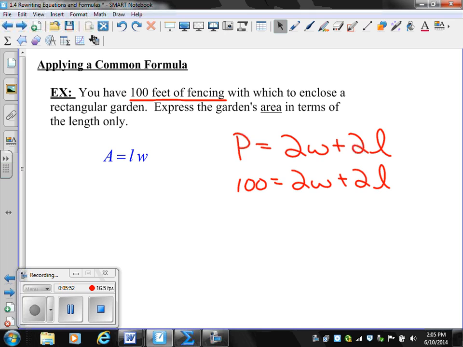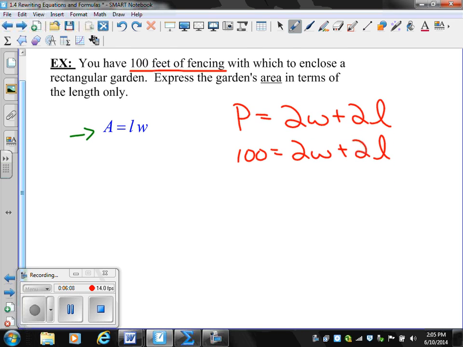The question is asking to write the area in terms of the length, which is why I have this area equation written over here. So if you look at this right now, we have the area in terms of not just the length, but the length and the width. So the idea is we want to solve for W and then substitute. So that's what I'm going to be working on here. Solve for W, then substitute.